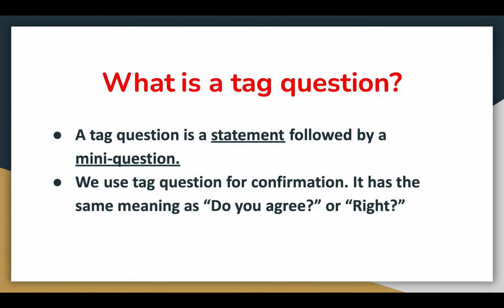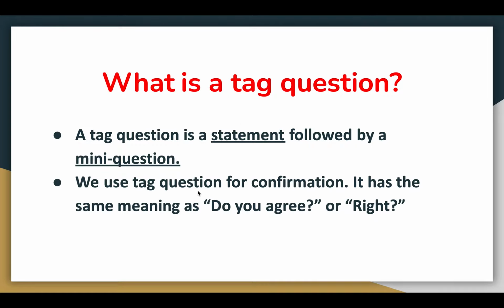First, the definition. What is a tag question? A tag question is a statement followed by a mini question. In other words, there is a sentence and there is a mini question. A statement is basically a sentence. A sentence has a subject, a verb, and a complete thought, followed by a mini question. When we say mini, it's basically short. So our mini question is composed of two words, and then, of course, a question mark.